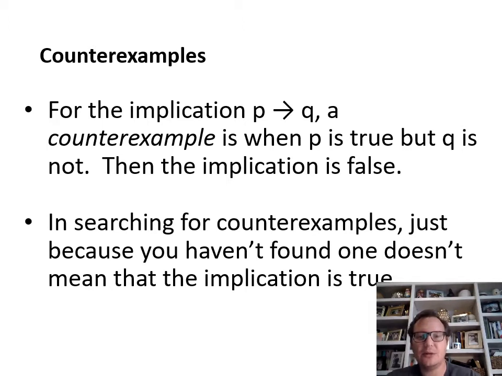And then in searching for counterexamples, like I already mentioned, just because we haven't found one doesn't mean that the implication is indeed true. So for example, if we have an implication that talks about integers, even if we search through a million different integers and we don't find a counterexample, it doesn't mean that the implication always holds. And this is where proofs come into play. Using proofs, we can prove that an implication holds for all possible integers.